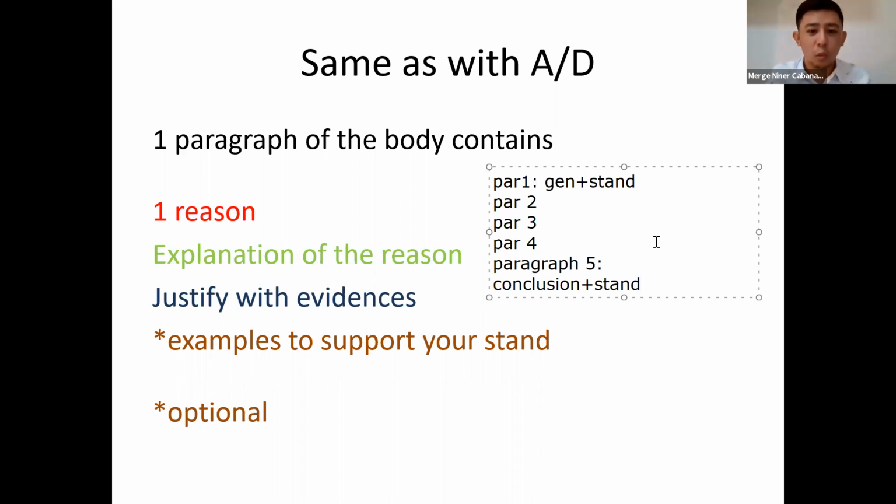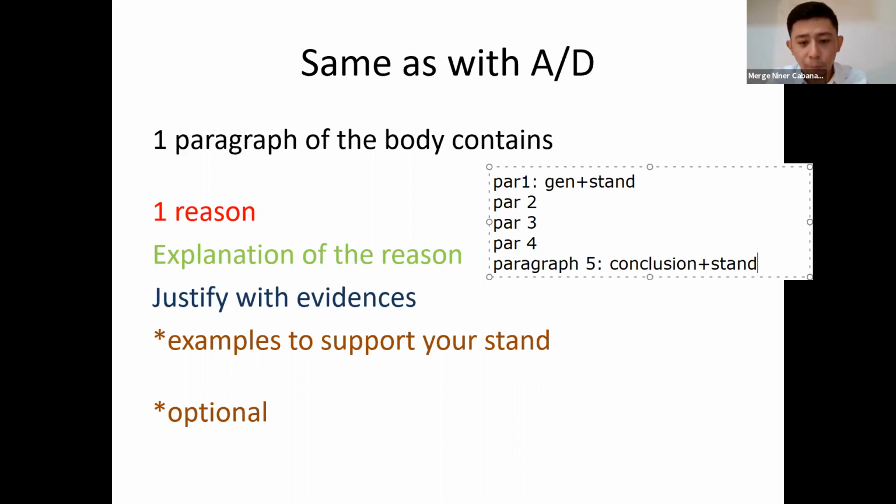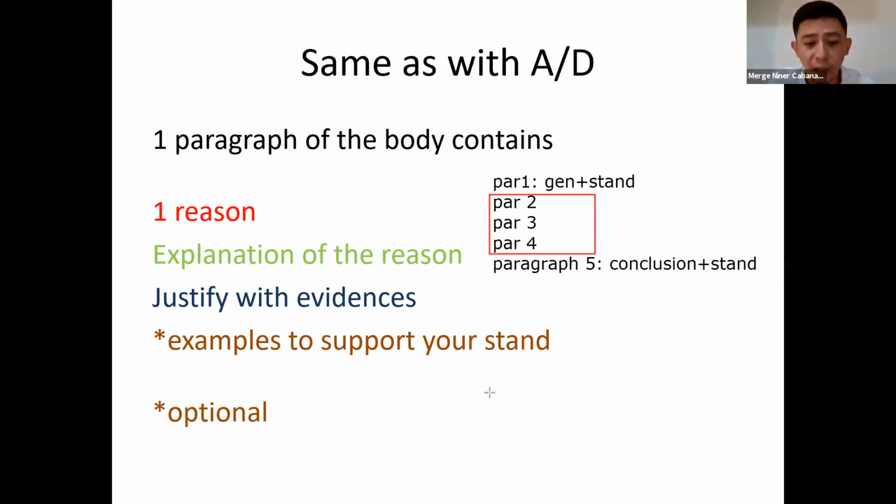But sir, the question is, what will paragraph 2, paragraph 3, and paragraph 4 contain? What will be the content? So each of the paragraphs in the body, paragraph 2, 3, and 4, respectively, will contain one reason, one explanation of the reason, and if possible, you can provide evidence, an example. You give one. So it can also be paragraph 2. You will also give another reason. The reason why I agree is because, all right. You will also be giving an explanation, and you will be justifying it with evidence as well.